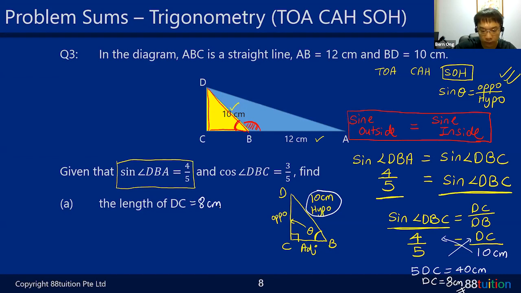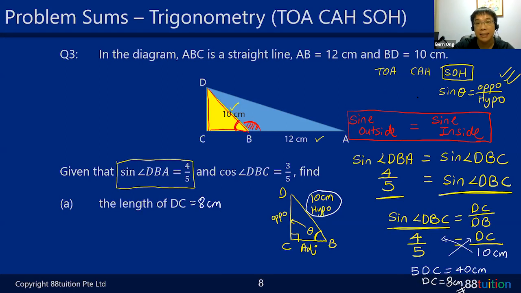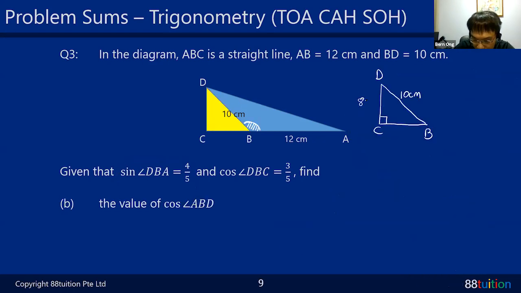Okay, moving on. What is the value of angle ABD? Where's ABD? ABD is the outside angle here, the shaded outside. But don't worry yet. We have the yellow triangle, called DCB. We need that. This is your 90 degrees. This is your 10 cm. And just now, what did we find? We found that DC is 8 cm. Can I purposely go and find what CB is?